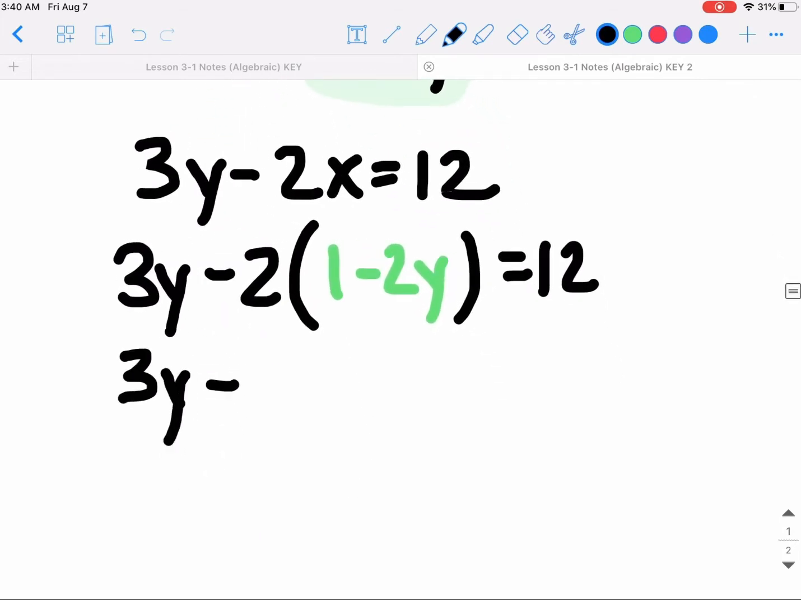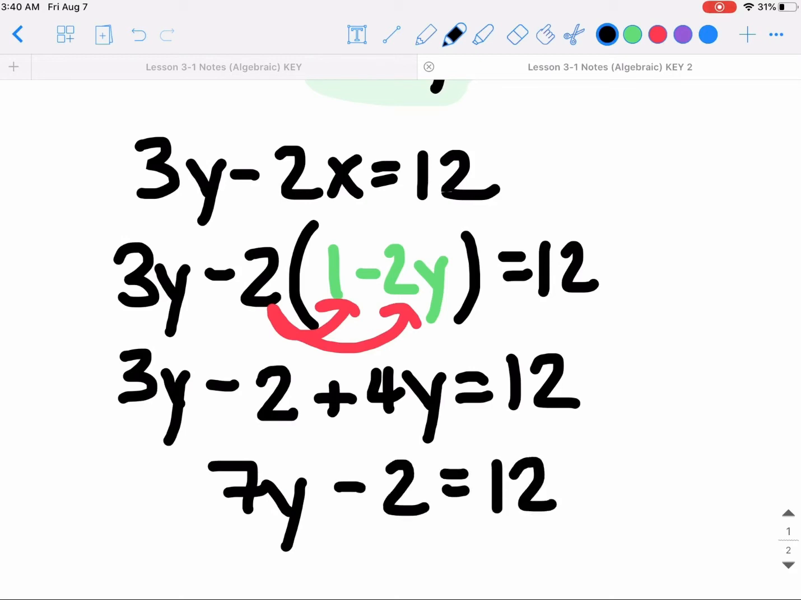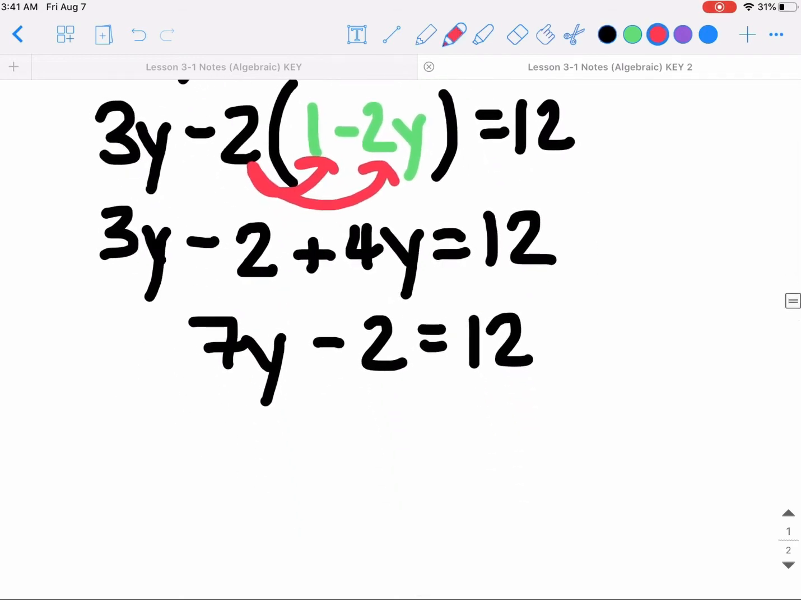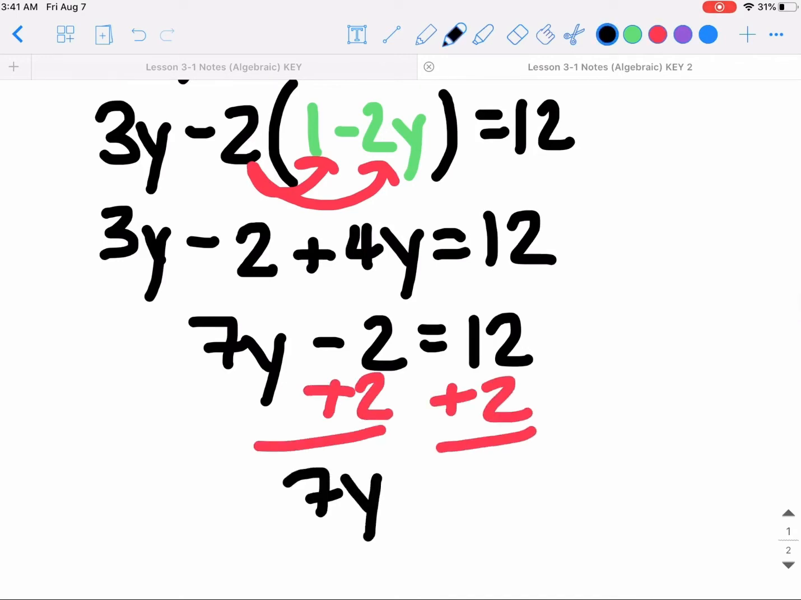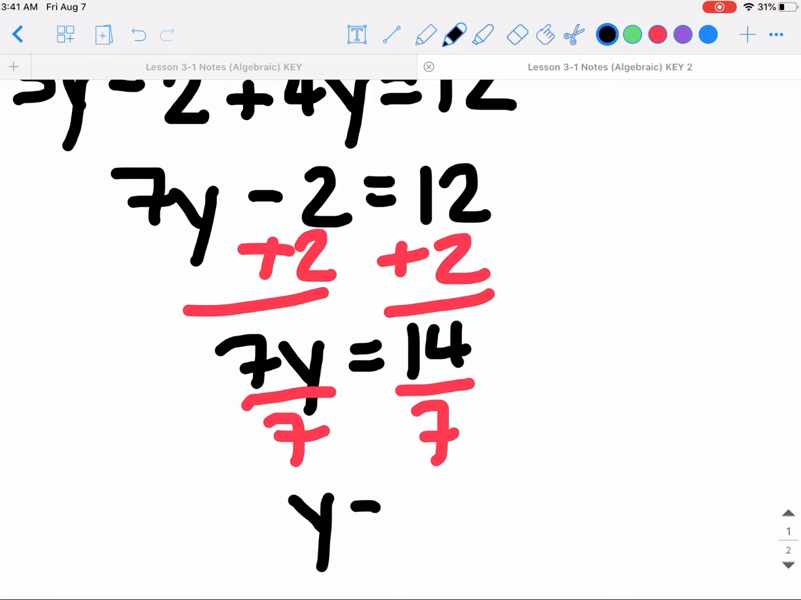From there, I'll have 3y minus, I have to distribute this 2 to everything inside the parentheses. I'll have 2 plus 4y is equal to 12. Collecting my y's, I'll have 7y minus 2 is equal to 12. I'll add 2 on both sides. 7y is equal to 14, and that means when I divide both sides by 7, y is equal to 2.